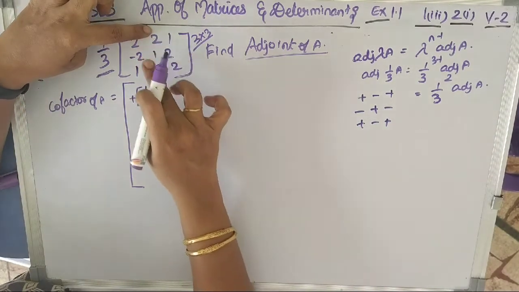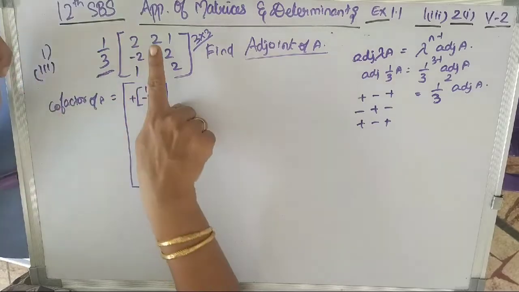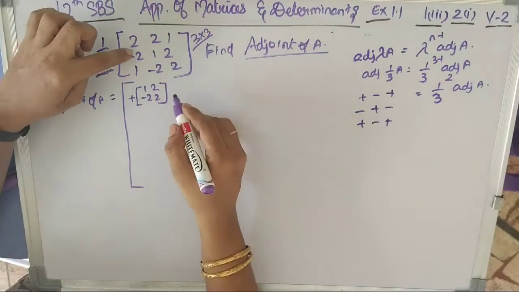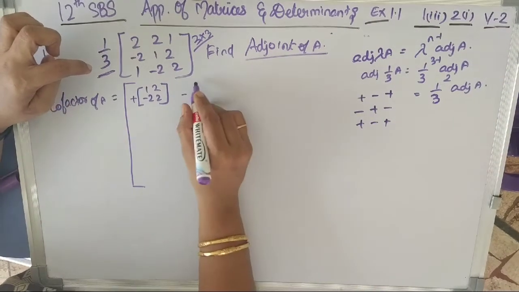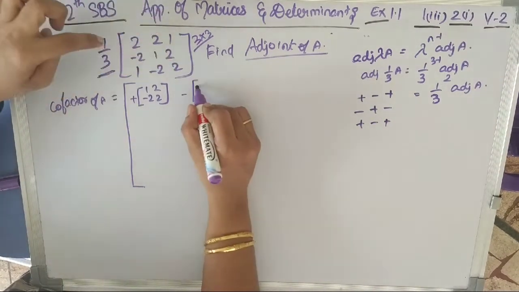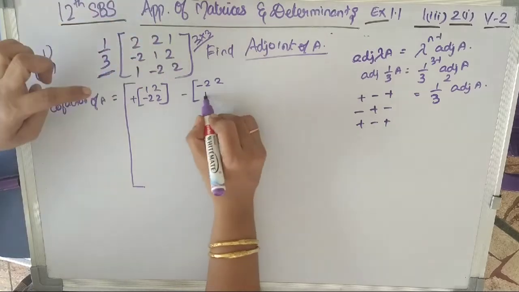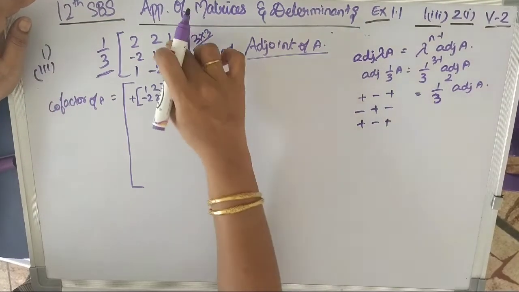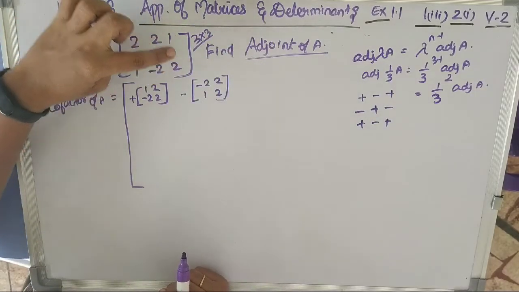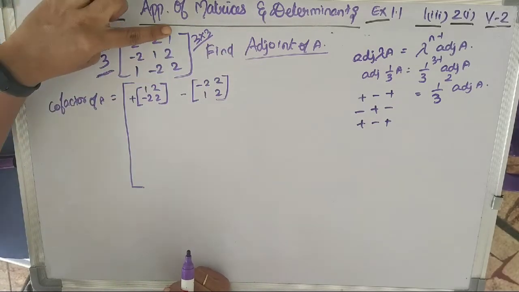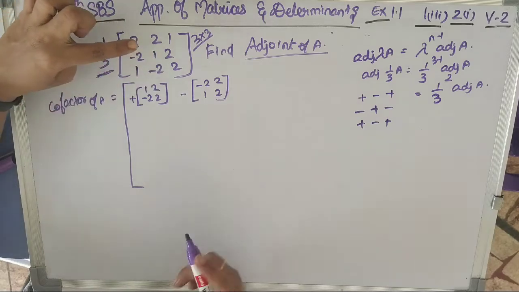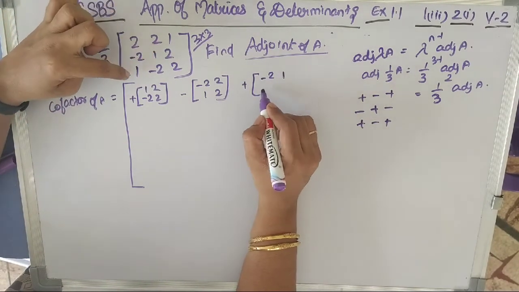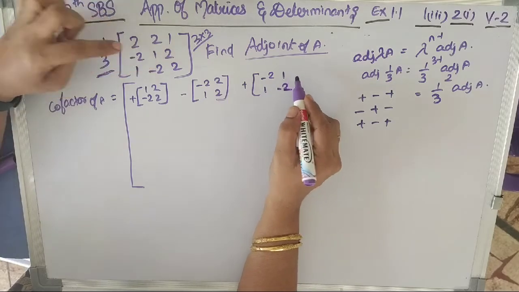Now we have to find the cofactor of the second digit 2. It is in the first row and second column. We eliminate that and write the remaining elements. The sign convention for that place is minus. Minus of the determinant minus 2, 2, 1, 2. Clear? Now we have to find the cofactor of 1. It is in row 1 and column 3, isn't it? We eliminate row 1 and column 3 and write the remaining elements. The sign convention for that place is plus. So plus of the determinant minus 2, 1, 1, minus 2.